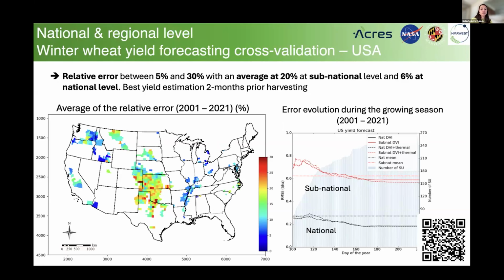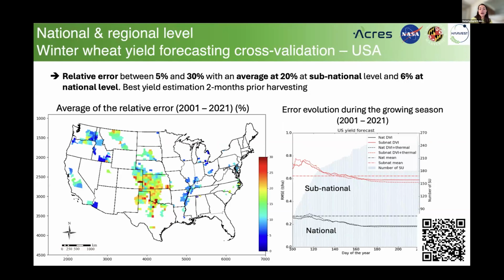So you have the average of the relative error at county level and the error, the RMSE actually, the root mean square error over time. We get an average error at national level around 6% and at subnational level around 20%. So we can see that the error increases a lot between national and subnational level. And we can see it's very different from one country to another.